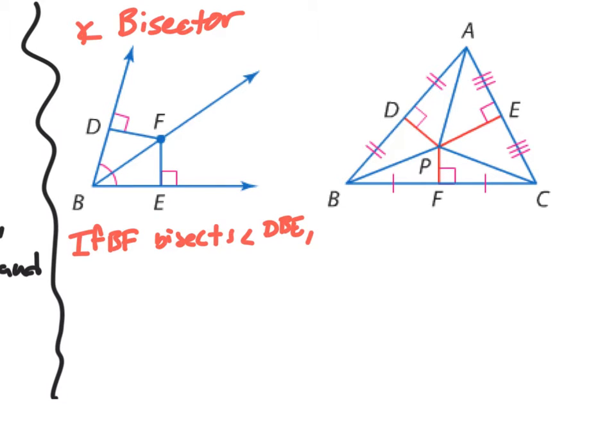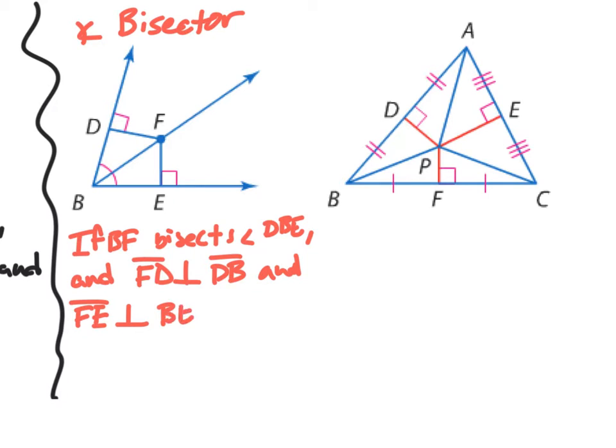and FD is perpendicular to DB, and FE is perpendicular to BE, then I can conclude that FD must be congruent to FE.